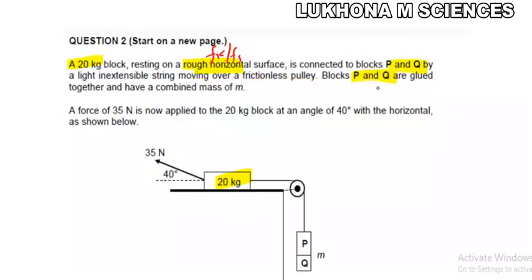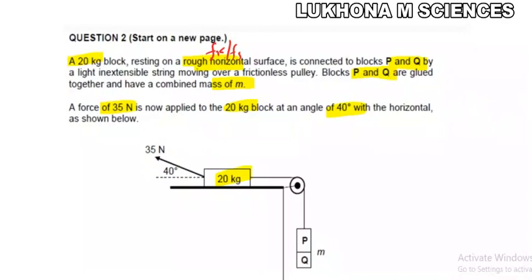Q and P are glued together, having a combined mass M. A force of 35 newtons is now applied to the 20 kg block at an angle of 40 degrees to the horizontal, as shown in the diagram.